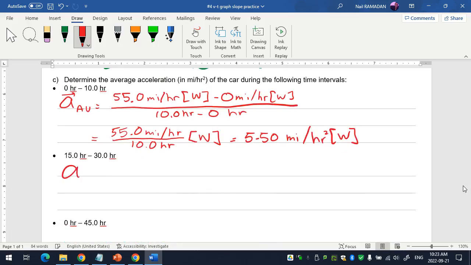All right, let's do this. So a_av equals, what was the velocity at 30 hours? It was 40. And to Sally's point, I'm going to skip both the direction and the unit. Skip them. So 40 minus what?